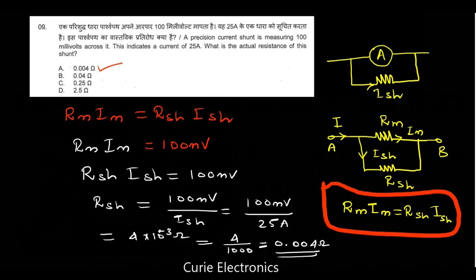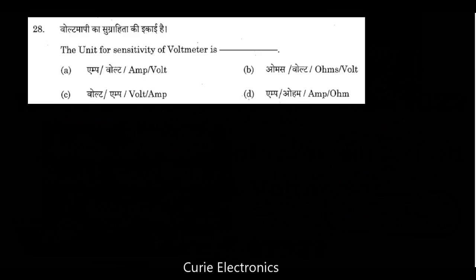Next, let's see the next question. The unit for sensitivity of a voltmeter, we have already seen. The answer is ohm per volt.